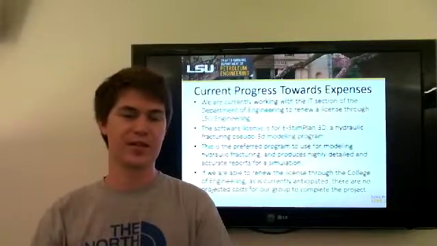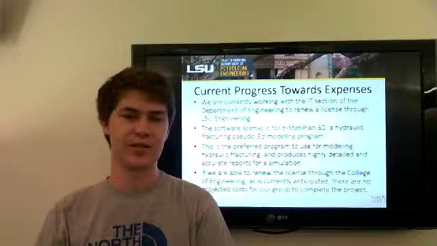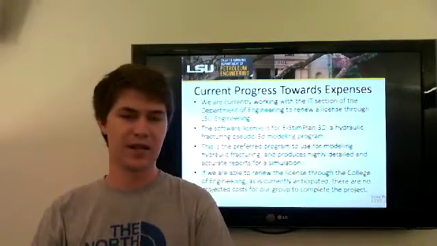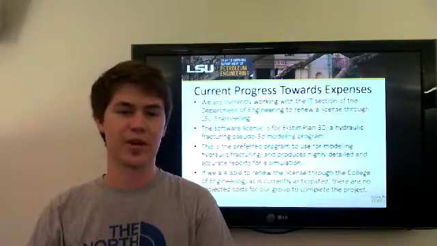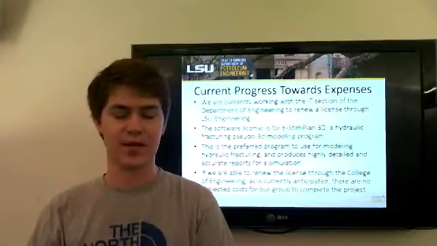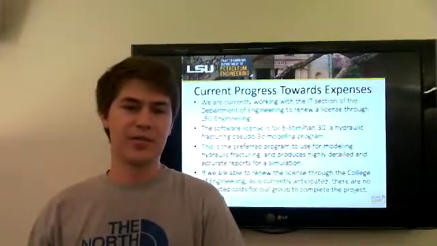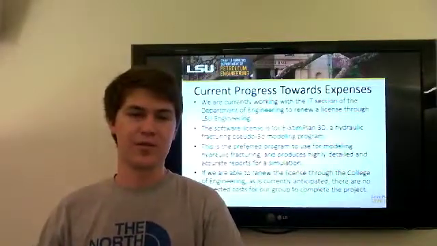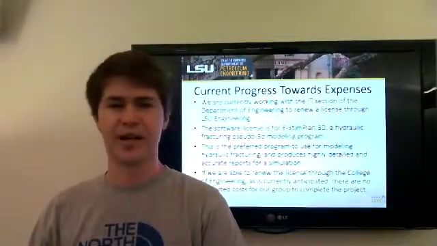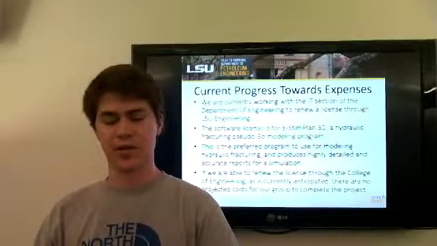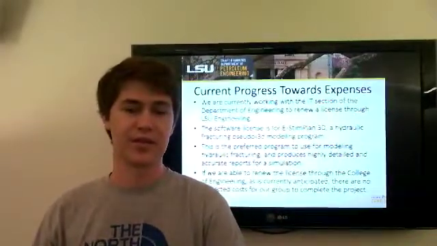In terms of our current progress towards any potential expenses, we're currently working with the IT department, or the IT section of the Department of Engineering, to renew a license through LSU Engineering. They've already set it up to be renewed. It's just that there's been a problem getting the actual license key. The software license is for eSteamPlan 3D, which is a hydraulic fracturing pseudo 3D modeling program. It produces highly detailed and accurate reports for simulation. So for the hydraulic fracturing part of the project, it will be necessary.